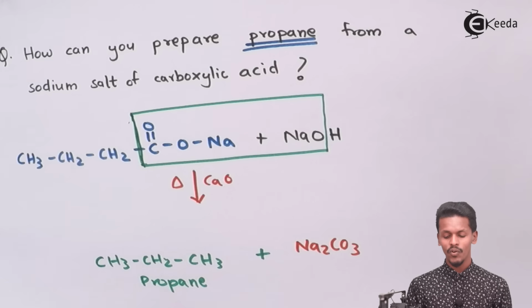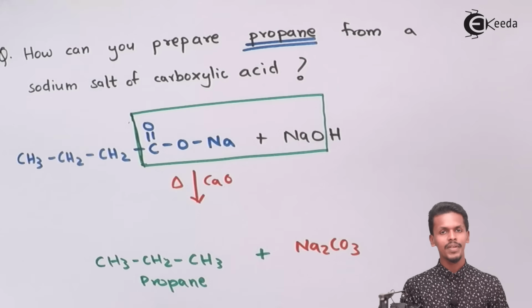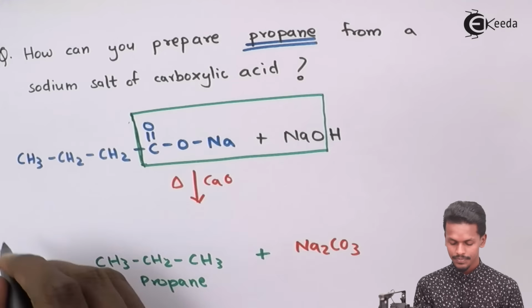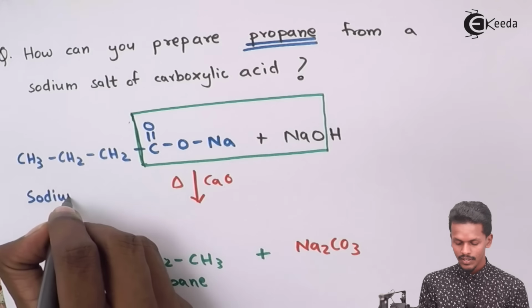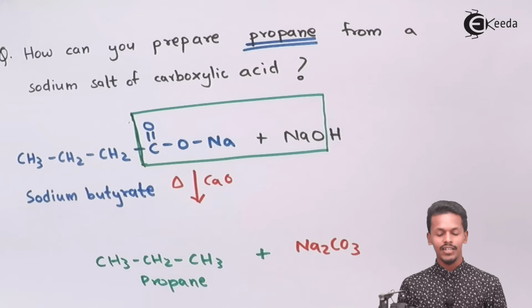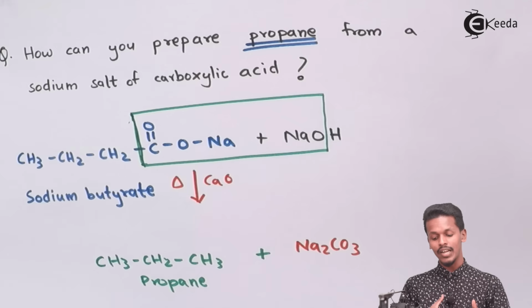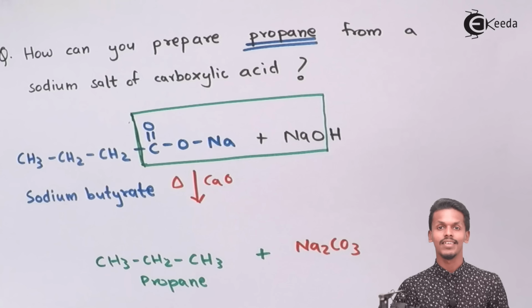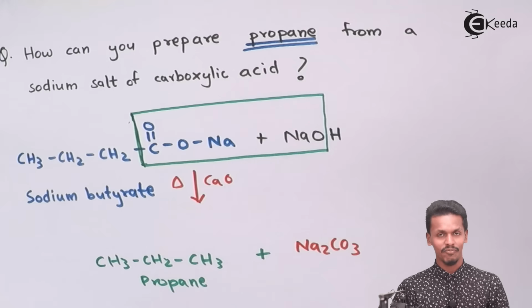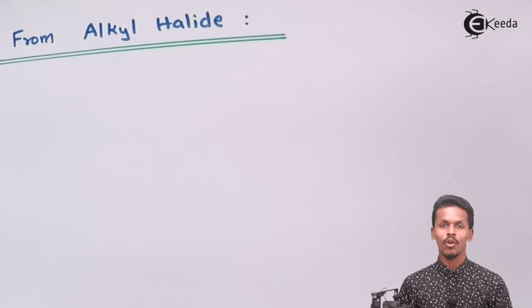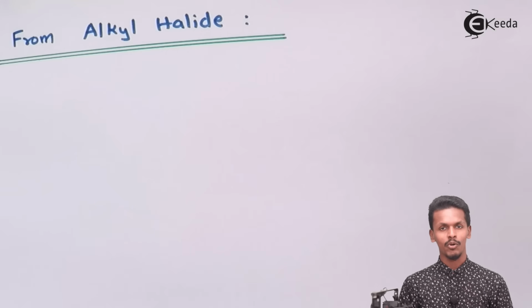And now what would be the name of the reactant that we have used in this case, because here the sodium will form a salt of the carboxylic acid. So the name of this reactant is sodium butyrate, and after the decarboxylation process we'll get propane. So this is how we have made an alkane from the given question. Very easy to understand.